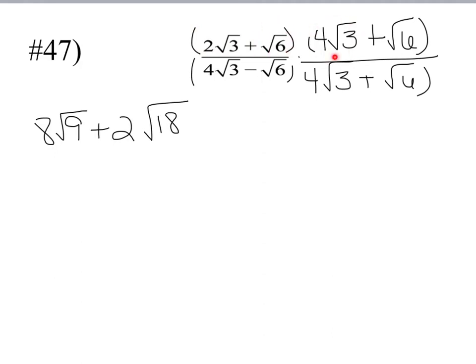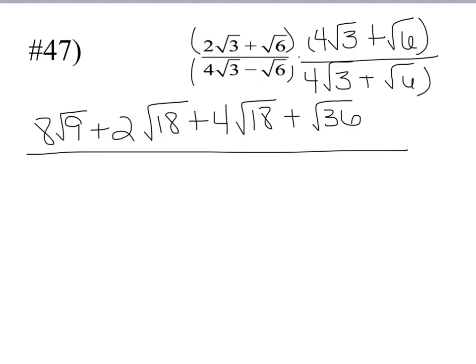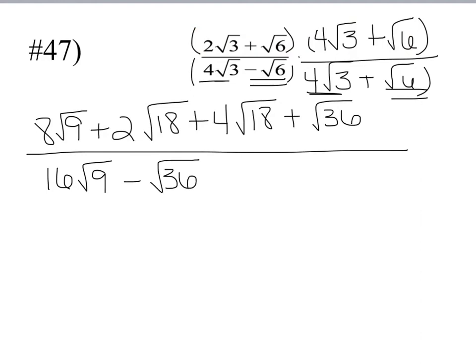Then the square root of 6 times 4 square roots of 3, which is going to give me plus 4 square root of 18. Then the square root of 6 times the square root of 6, which is going to give me plus the square root of 36. Remember, when you're multiplying conjugates, multiply the first two terms together. So that becomes 16 square root of 9. And then multiply your last two together. Negative square root of 6 times the square root of 6 is negative square root of 36.